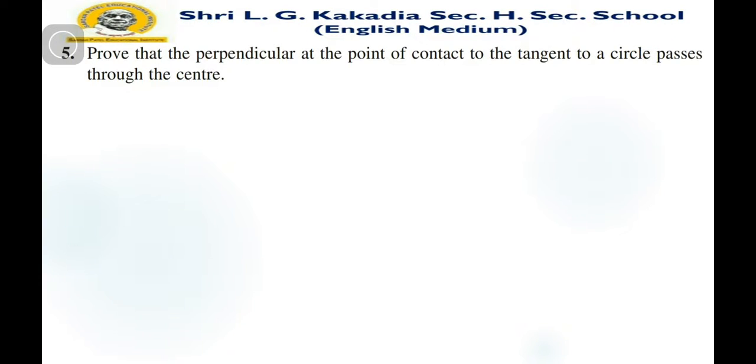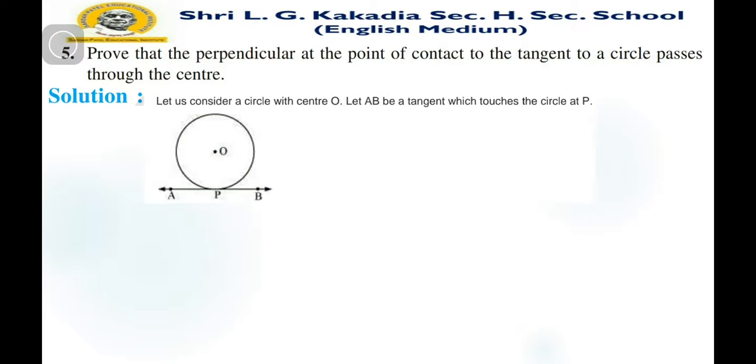Now, question number 5: prove that the perpendicular at the point of contact to the tangent to a circle passes through the center. We know that the tangent is perpendicular to the radius. So once again we are going to show that this perpendicular passes through the center. For that, let us consider a circle with center O. Let AB be a tangent which touches the circle at P, as you can see in the figure.